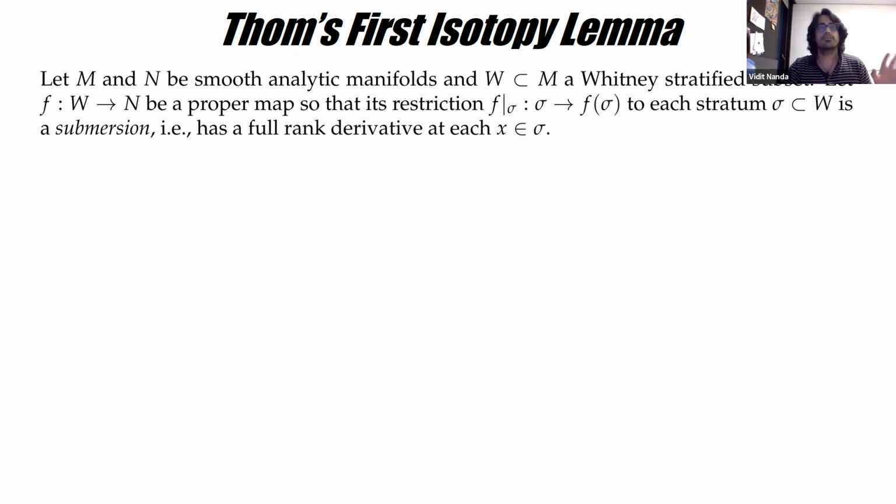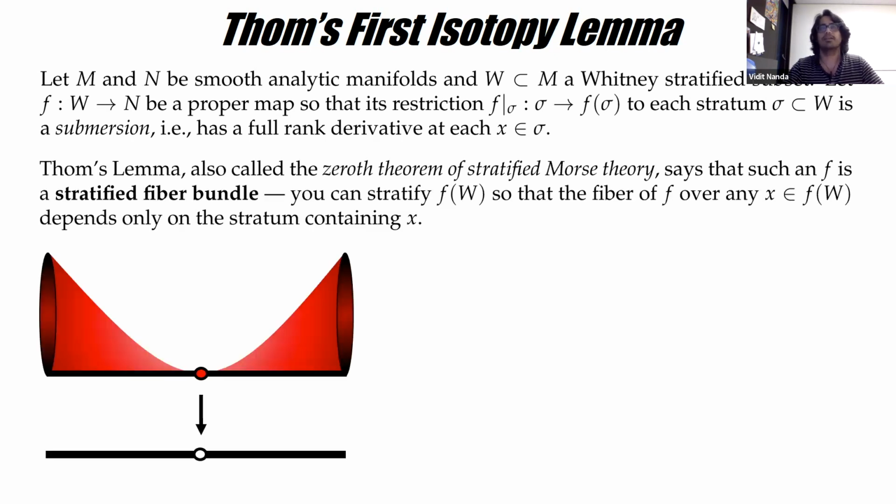The key piece of information is Thom's first isotopy lemma, which says if you have a Whitney stratified space and a proper map so that the restriction to each stratum is a submersion, then you have a stratified fiber bundle. Picture, basically, if you look at the fiber over any point that's not the exceptional point that's been marked over here, except for this point. So this point's fiber is a single point itself, and this point's fiber is going to be a full circle.